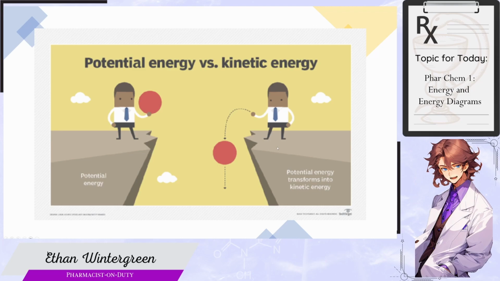So here's an illustration of potential energy and kinetic energy. This is the classic image for demonstrating potential energy. When we say potential energy, it has the capacity to move, while kinetic energy is the energy of movement. Potential energy can be converted to kinetic energy when the item starts to move.